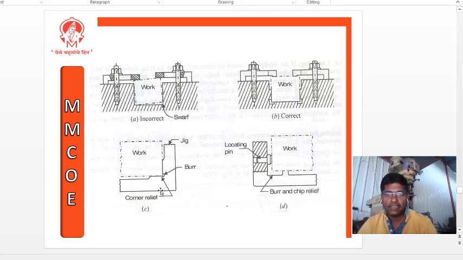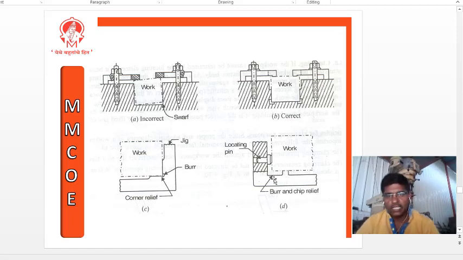Another thing is that we have to provide some corner relief. Whatever scrap or burr is produced during the operation may get accumulated. Since no burr is available in this vertical and horizontal position, and again here we have some recess, the scrap may be placed over here, so it will not affect the actual drilling operation or any machining operation over here.